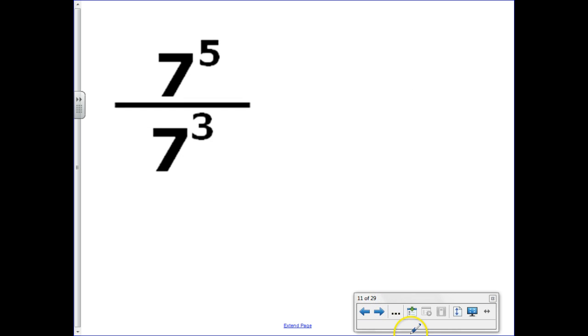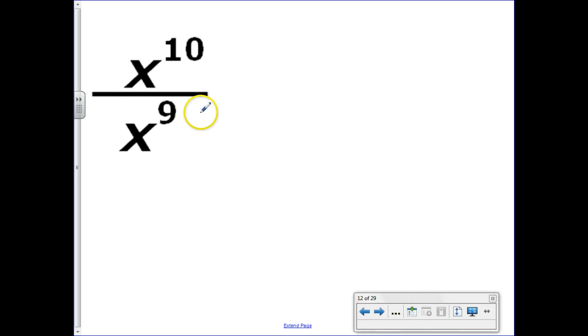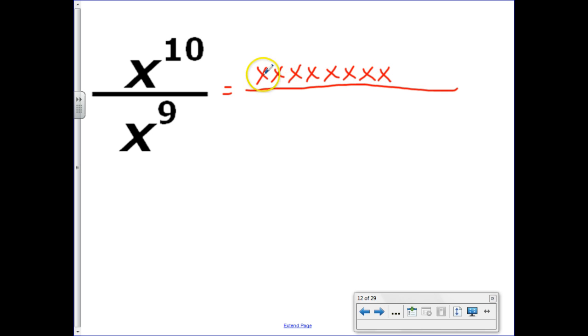Let's look at another one. I don't like that example. Let's look at this. X to the 10th power over x to the 9th power. All right, x to the 10th power means x times itself 10 times. 1, 2, 3, 4, 5, 6, 7, 8, 9, 10. In my denominator, I have x to the 9th power. 1, 2, 3, 4, 5, 6, 7, 8, 9.